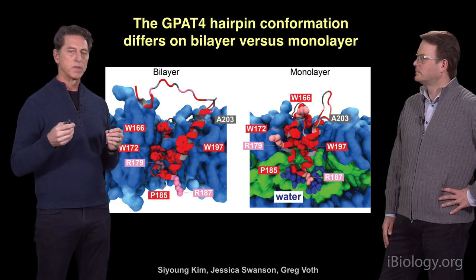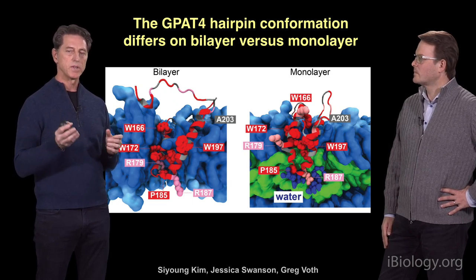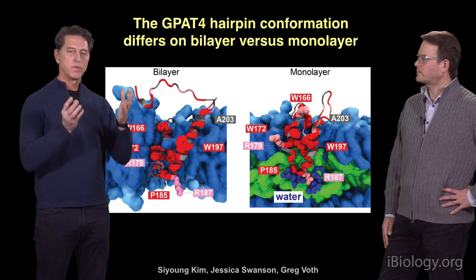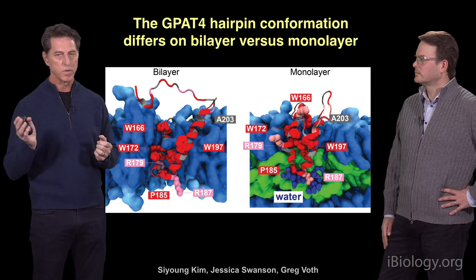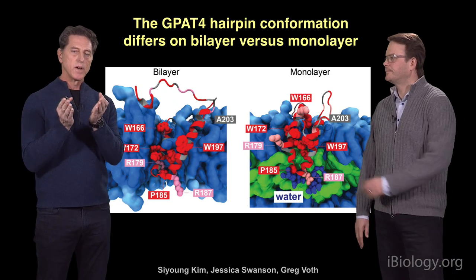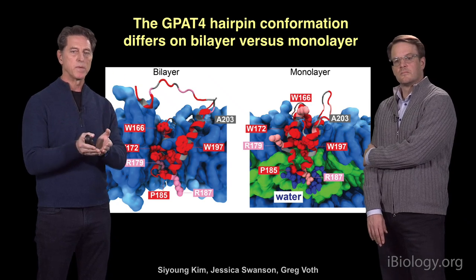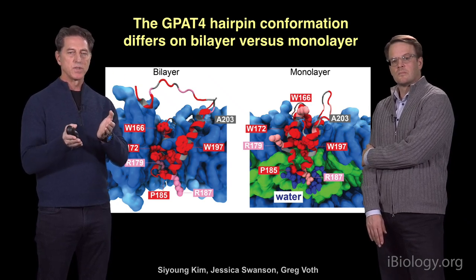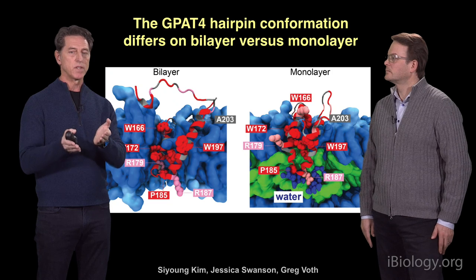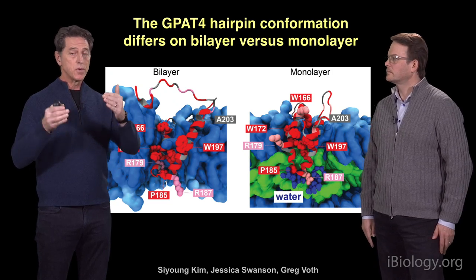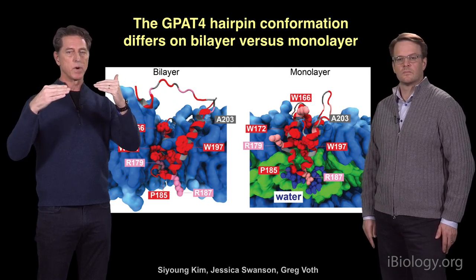And when they run these simulations, what becomes apparent is that the final most stable state that they observe in the simulations is as shown here: GPAT4 in the bilayer has one conformation and it has a slightly different conformation in the monolayer. So in the bilayer, as you can see, the proline that Toby described is towards the bottom of the kink of this hairpin. And two of the positive charges are located near that proline residue and in close proximity to the phospholipid head groups of the bilayer. The tryptophans that he mentioned are in the middle of the bilayer where their movement is likely restricted somewhat.